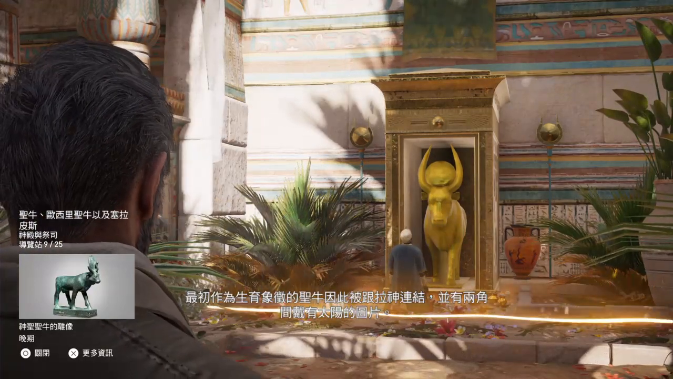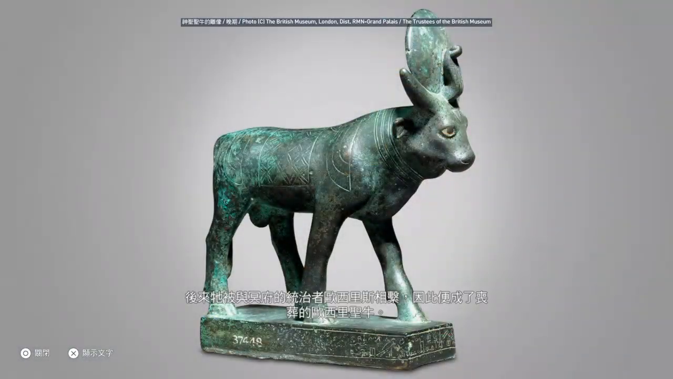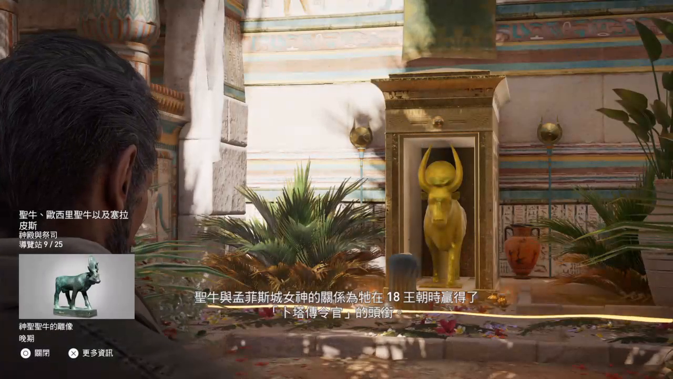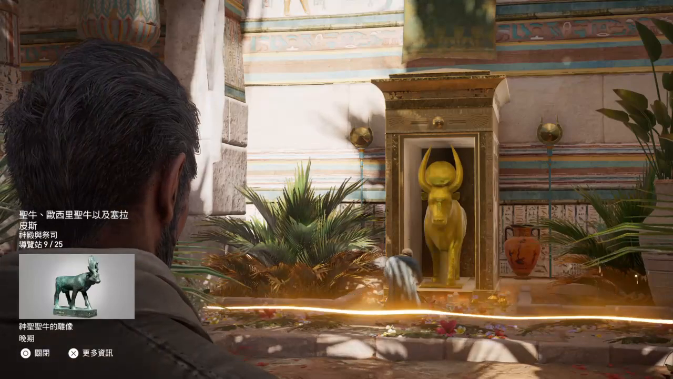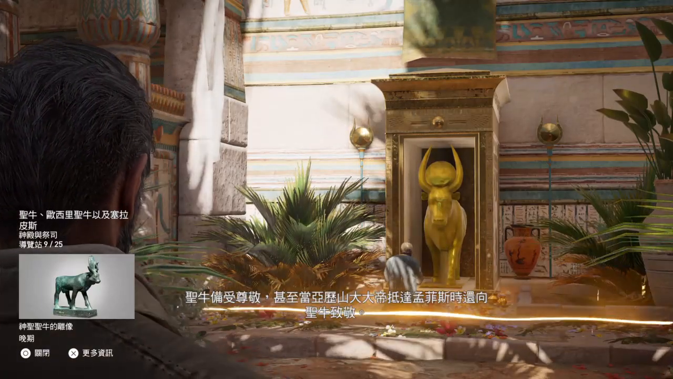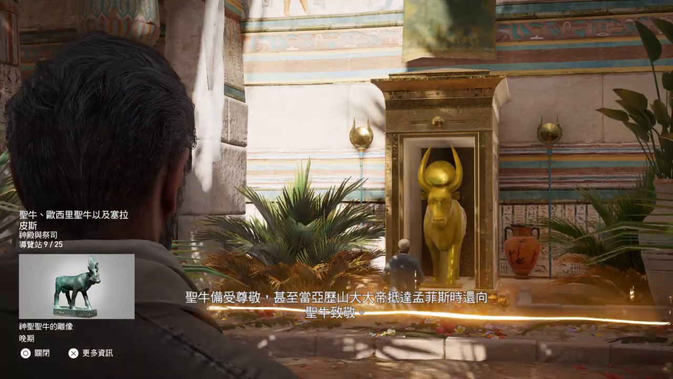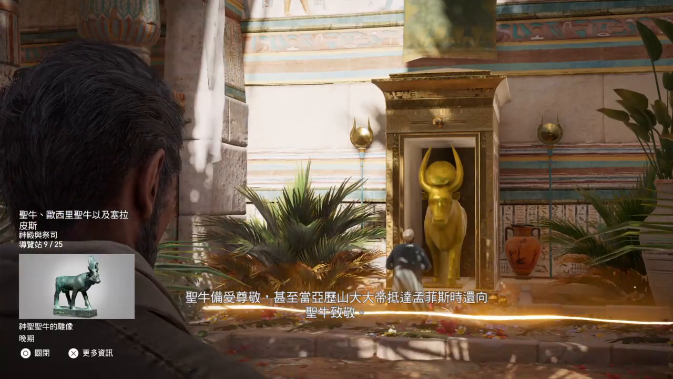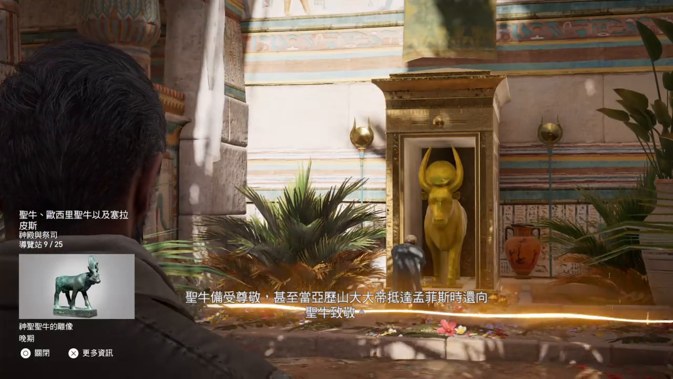carried between its horns. Later it was associated with Osiris, the ruler of the underworld, thus becoming the funerary divinity Osiropis. During the 18th dynasty in Memphis, the Apis bull's association with the city's deity earned it the title Herald of Ptah. The Apis bull was so revered that even Alexander the Great, upon his arrival in Memphis, gave honor to Apis.